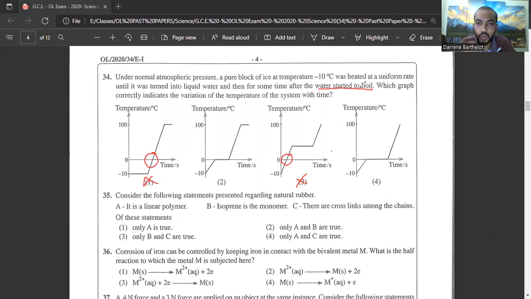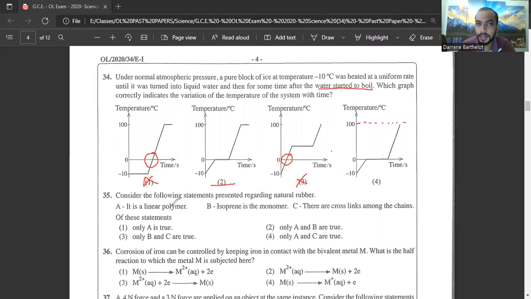So when you take answers 2 and 4, the second answer is the most suitable, because the fourth one is not coming into the 100 degrees Celsius mark. So answer number 2. 35. Consider the following statements presented regarding natural rubber.